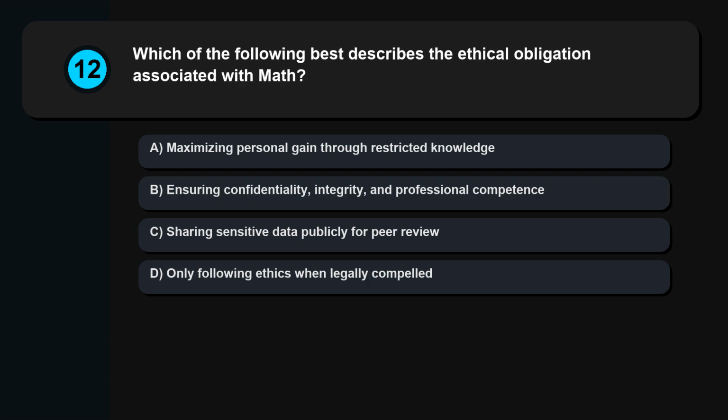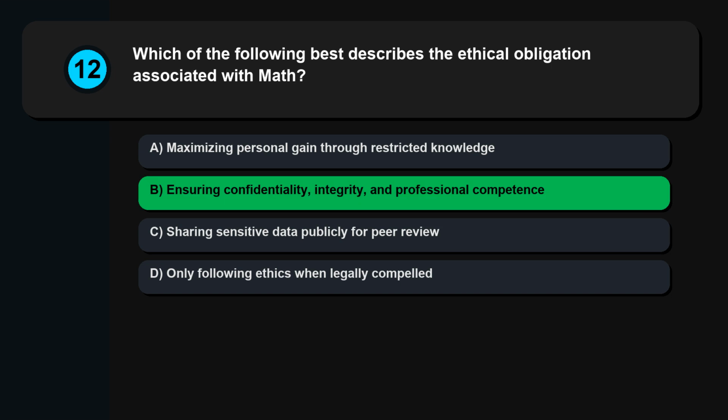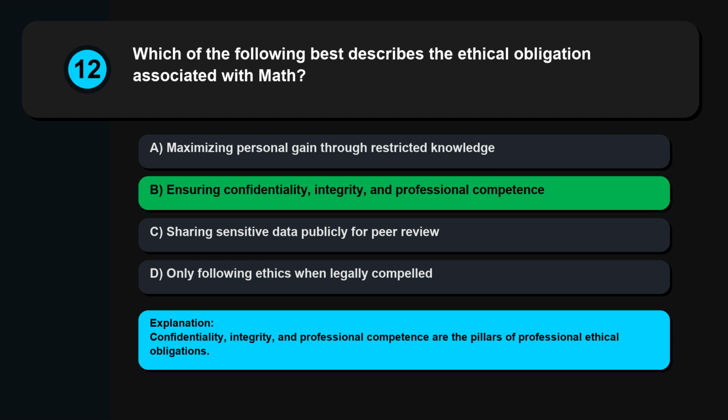Question 12. Which of the following best describes the ethical obligation associated with math? Maximizing personal gain through restricted knowledge, ensuring confidentiality, integrity, and professional competence, sharing sensitive data publicly for peer review, only following ethics when legally compelled. Confidentiality, integrity, and professional competence are the pillars of professional ethical obligations.